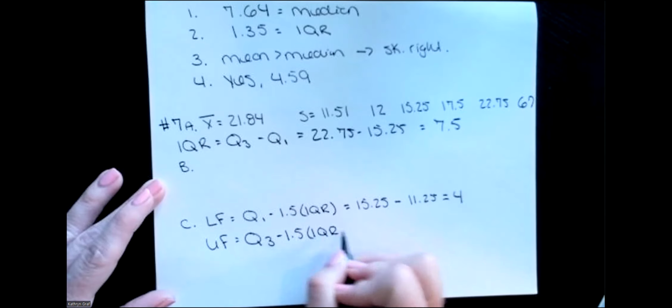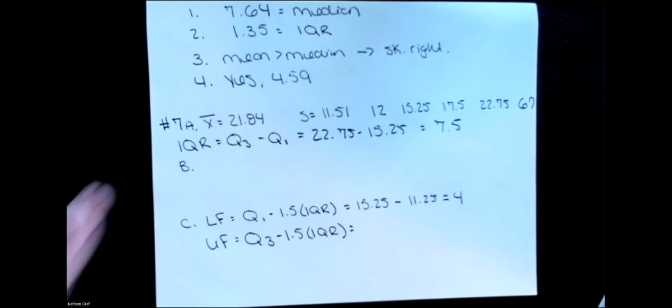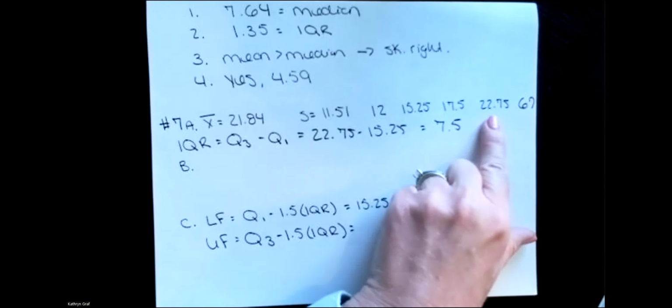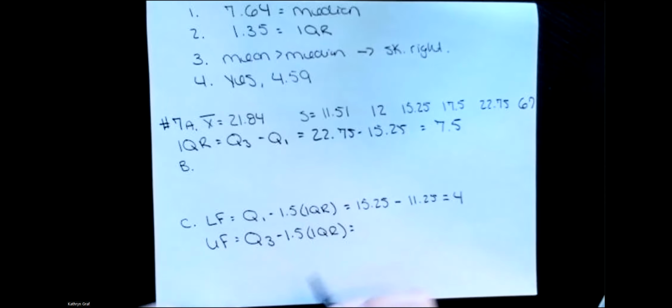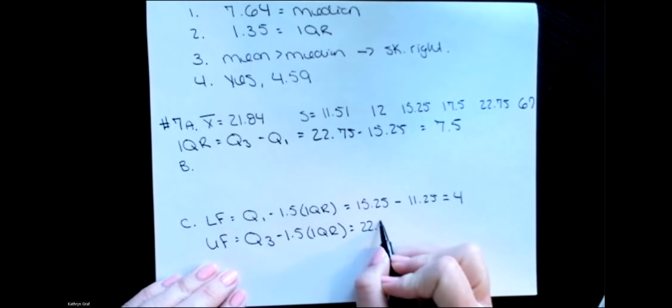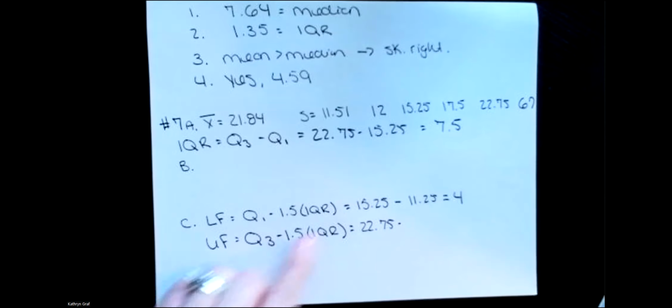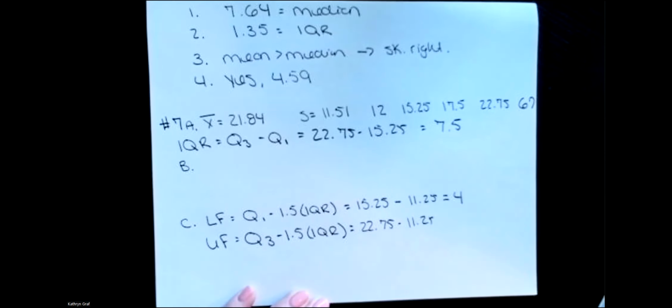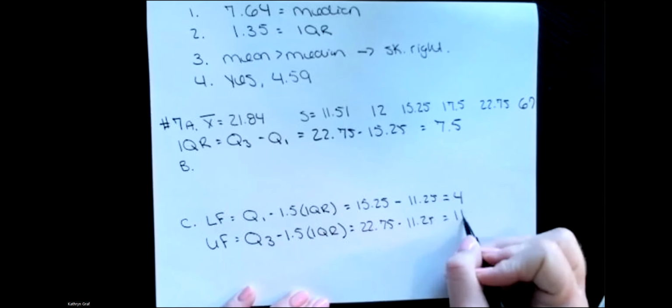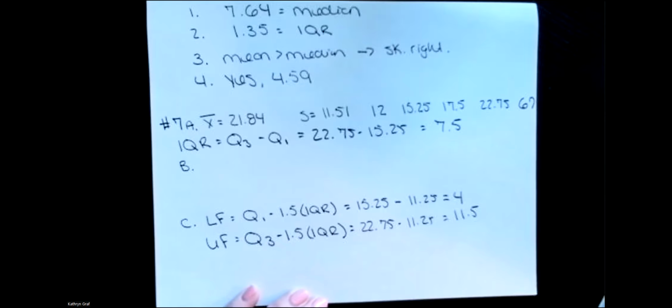Now let's take a look at that upper fence. Okay, so for my upper fence, I have quartile 3 here, which is the 22.75. And I'm going to subtract the same number, which is that 11.25. And here I will get my upper fence, okay? And that's going to leave me with 11.5.